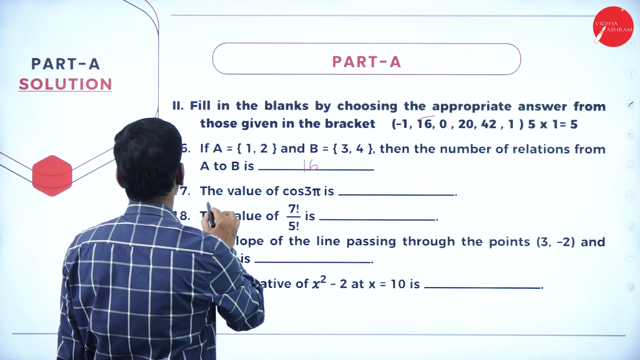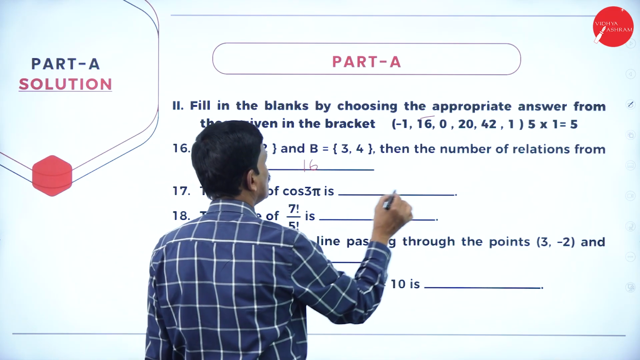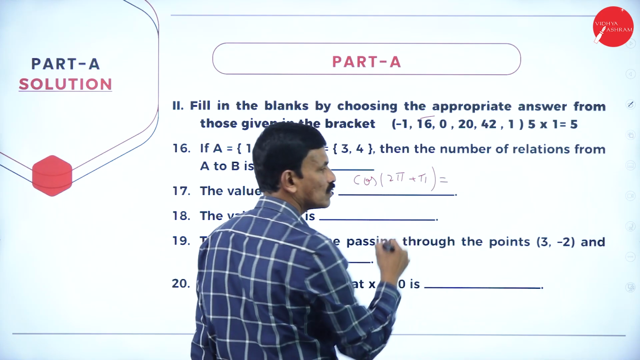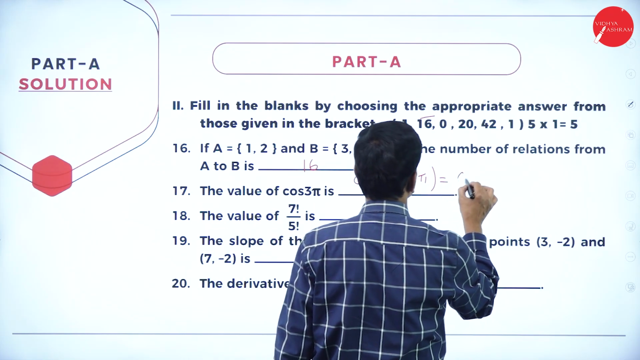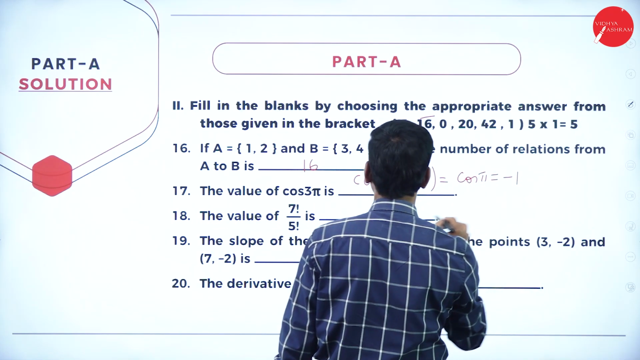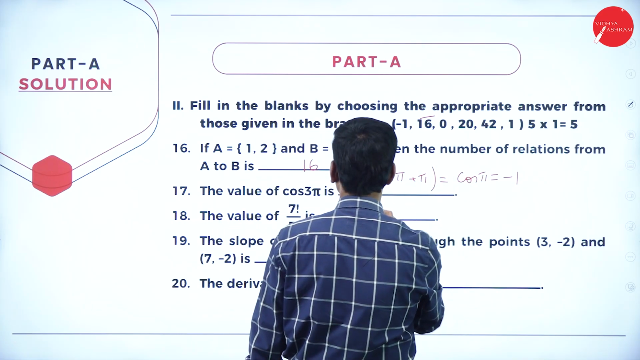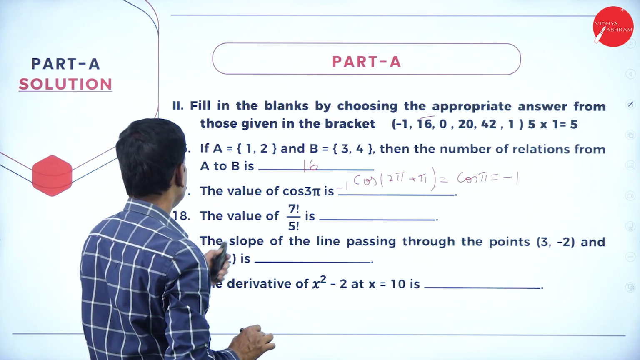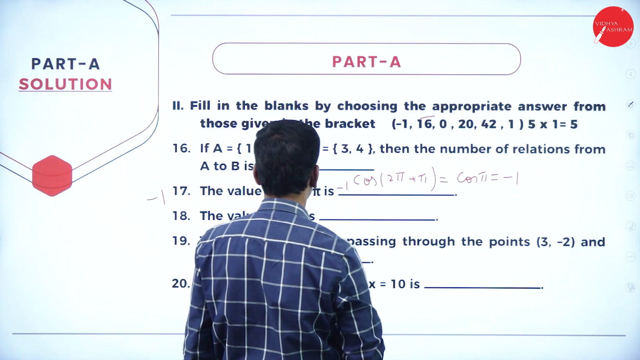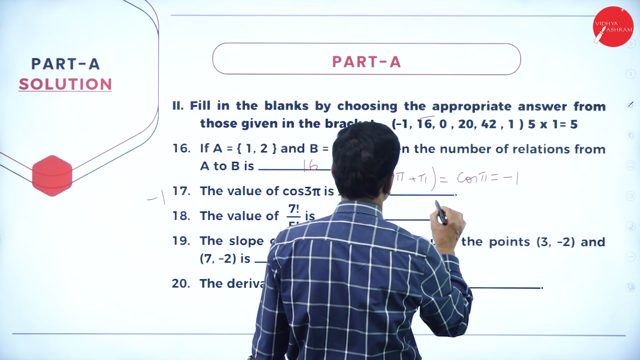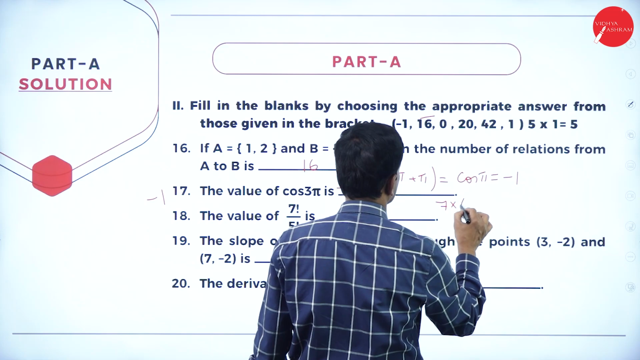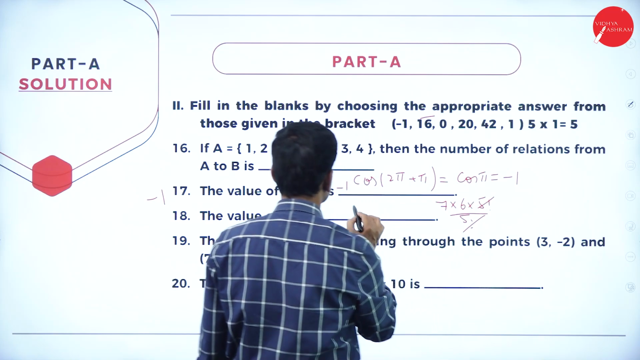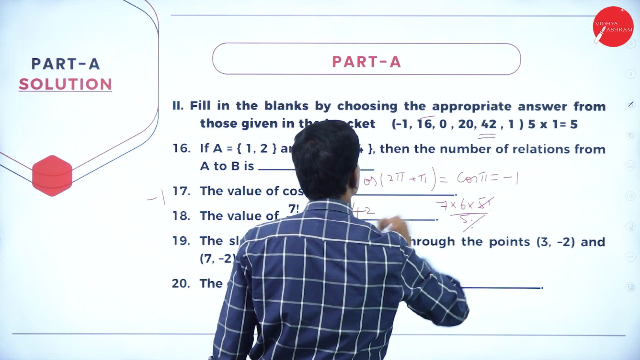Next, the value of cos 3 pi. Cos 3 pi can be written as cos of 2 pi plus pi. That is nothing but cos of 360 plus theta is equal to cos theta, so cos pi itself. What is cos pi? Cos pi is minus 1. The answer is minus 1 for this. Right. Next, third one. The value of 7 factorial divided by 5 factorial. 7 factorial means 7 into 6 into 5 factorial, divided by 5 factorial. 5 factorial gets cancelled. 7 times 6 is 42. The answer is 42.